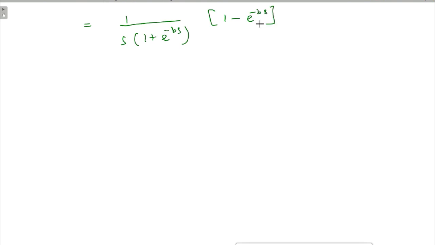You can rewrite every term. If you have a term e power minus x, you can rewrite it as e power minus x by 2 plus minus x by 2. Like this you can write.